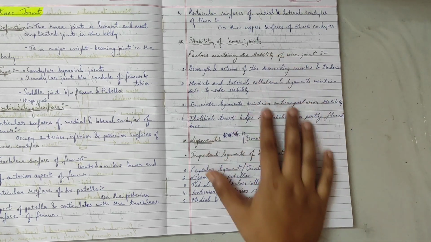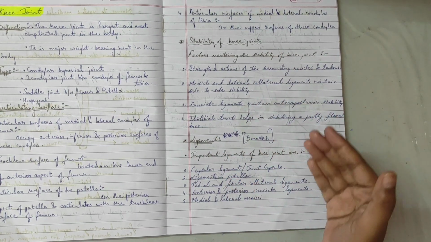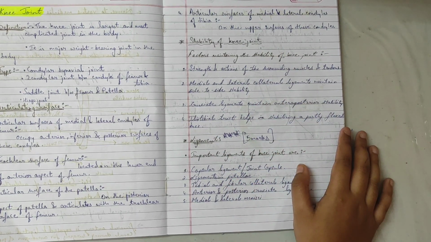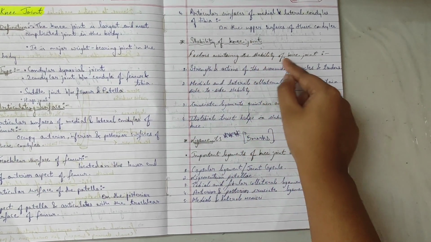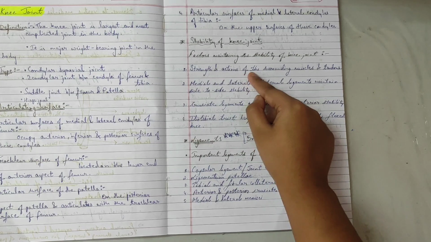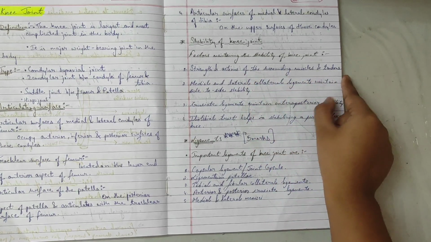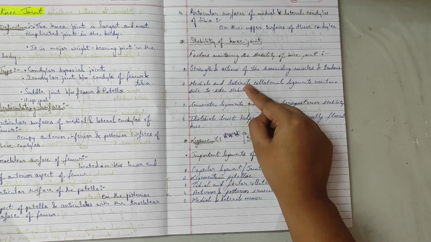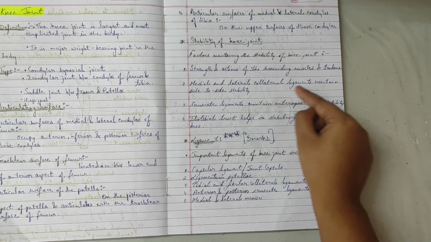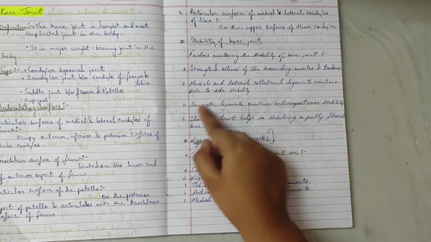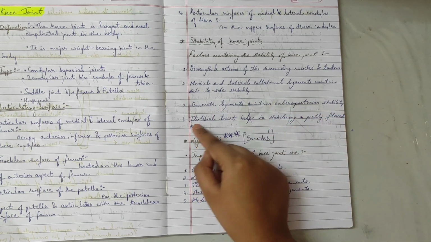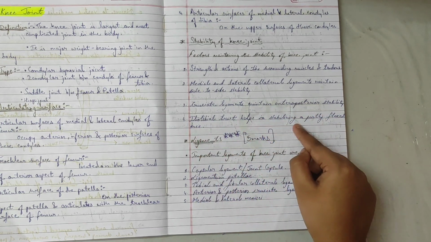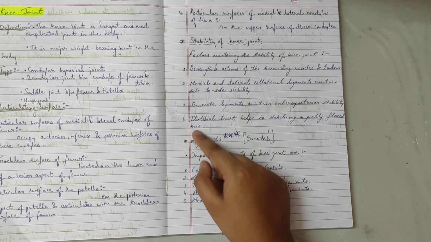Stability of knee joint. Factors maintaining the stability of knee joint: strength and actions of the surrounding muscles and tendons. Medial and lateral collateral ligaments maintain side-to-side stability. Cruciate ligament maintains anterior-posterior stability. Iliotibial tract helps stabilizing a partially flexed knee.